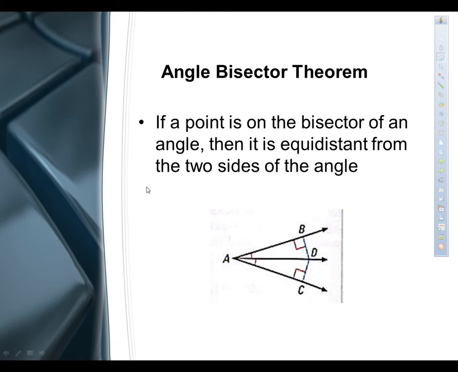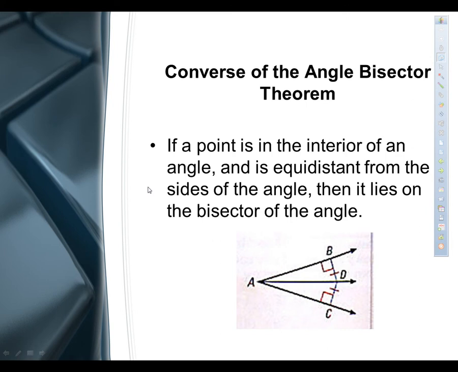If a point is on the bisector of an angle, then it is equidistant from the two sides of an angle. So it's kind of the same thing as perpendicular bisectors there. The converse says if a point is in the interior of the angle, and it is equidistant from the sides of an angle, then it lies on the bisector of the angle.